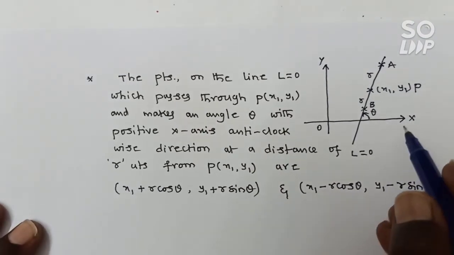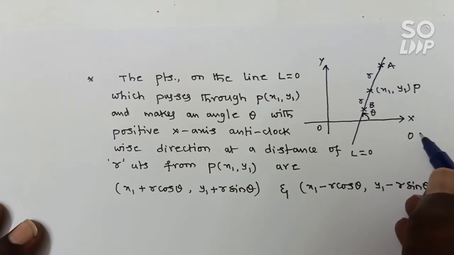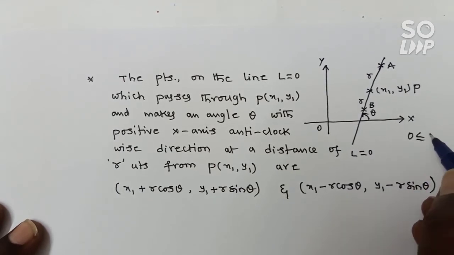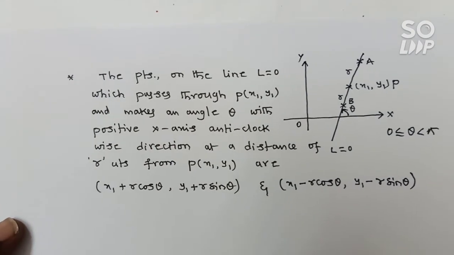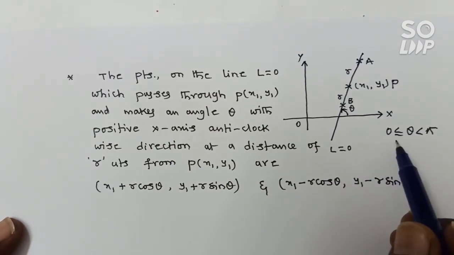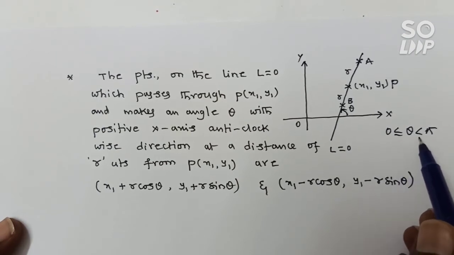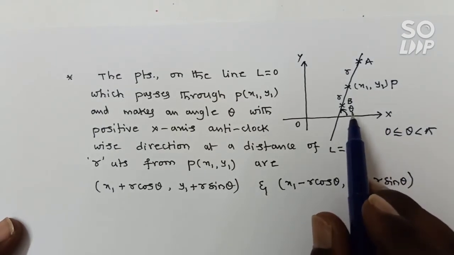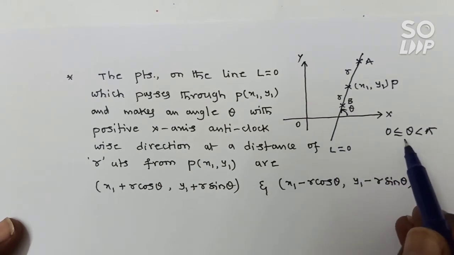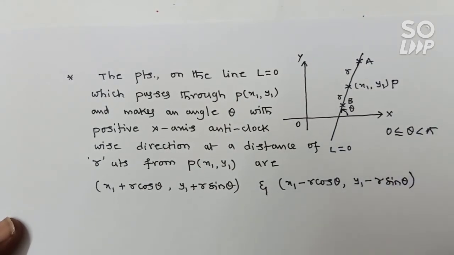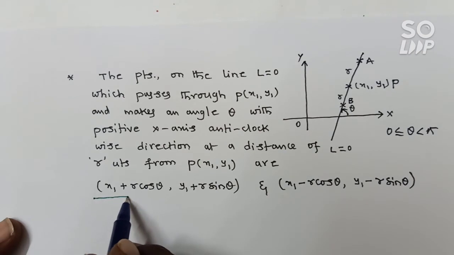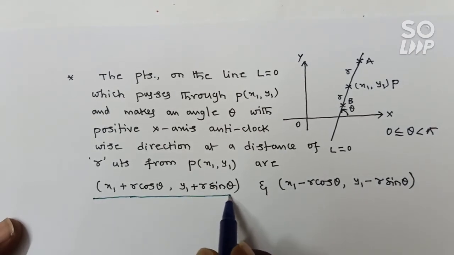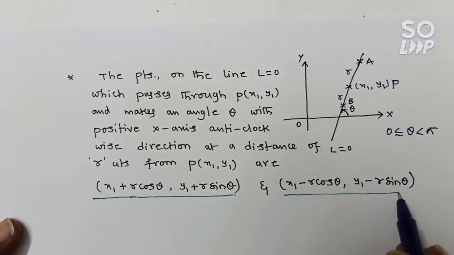Now in this one, theta lies between 0 less than or equal to theta less than pi. This is the most important condition. I already said this condition in the definition of the slope concept. So please, all of you remember this. Now this is one formula, and this is the other one. This is a very important point.